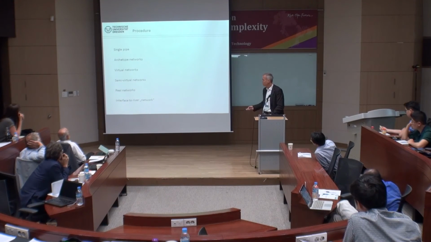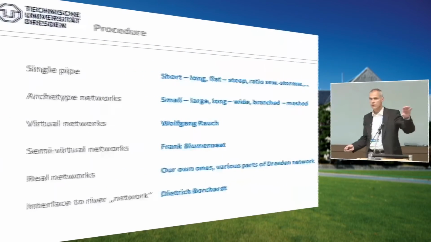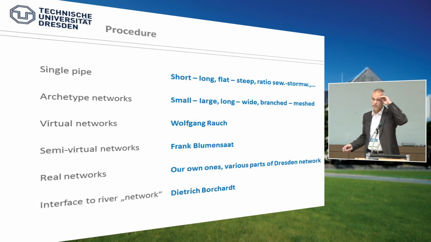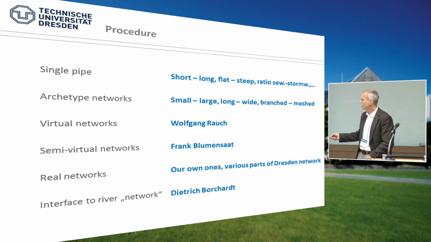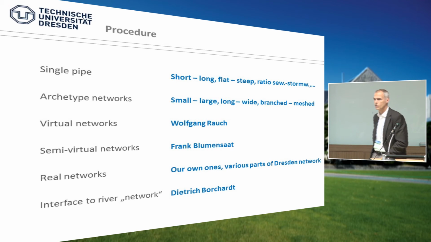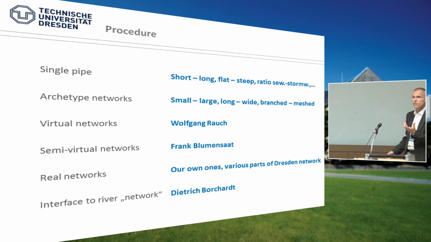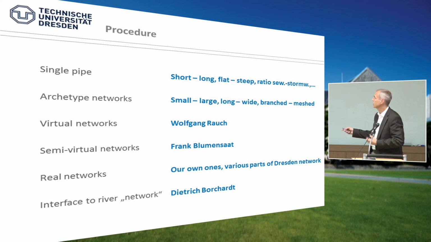We start with single pipes. That's what I've shown with the effect, with the phenomenon as a consequence of the Saint-Venant equation. Then we look at archetype networks, virtual, semi-virtual, real networks, and then we want to look at the interface to the rivers, and we have all the people here. All the things here we need to work in that direction.